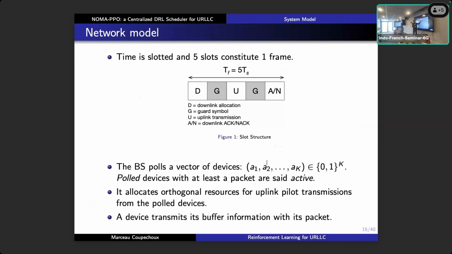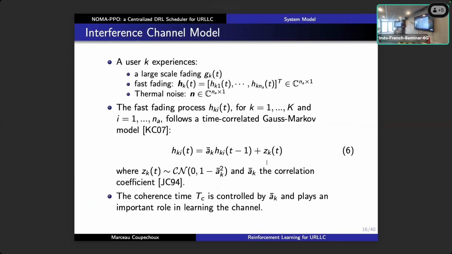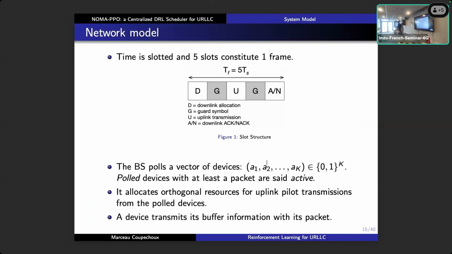We have taken typical values from the 3GPP because we have assumed 40 megahertz of bandwidth and I think 30 kilohertz of subcarrier spacing. And so we have taken one OFDM symbol for every slot. So we have realistic timing here to compare to the 1 millisecond latency. K is the number of devices. Yes, it is known and it is fixed.